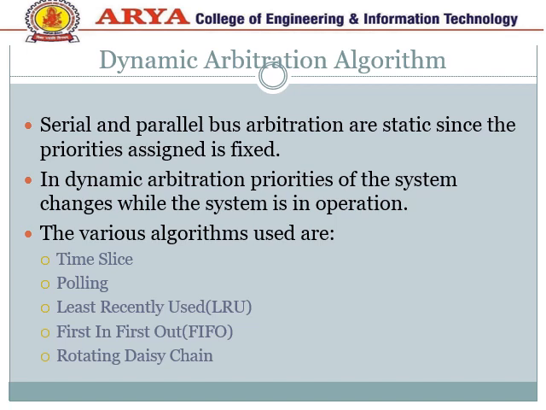Dynamic arbiter algorithm. Serial and parallel bus arbitration are static since the priorities assigned are fixed. In dynamic arbitration, the priority of the system changes while the system is in operation. The various algorithms used are time slice, polling, least recently used (LRU), first in first out, and rotating daisy chain.